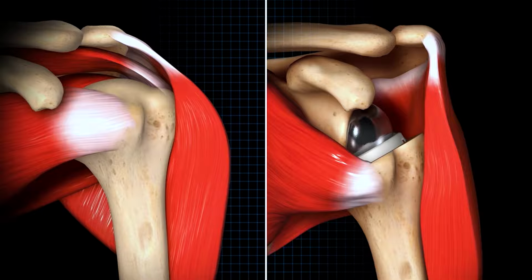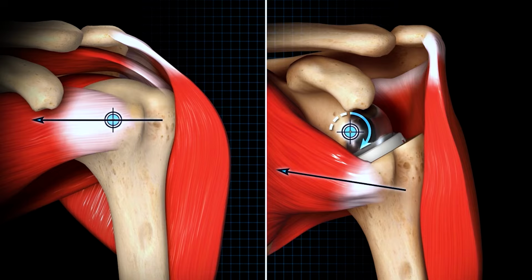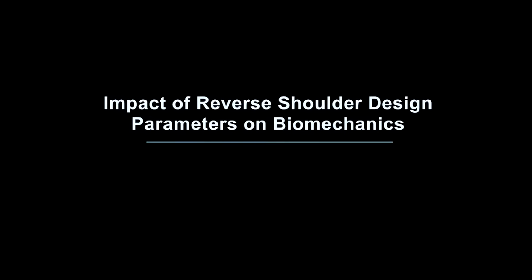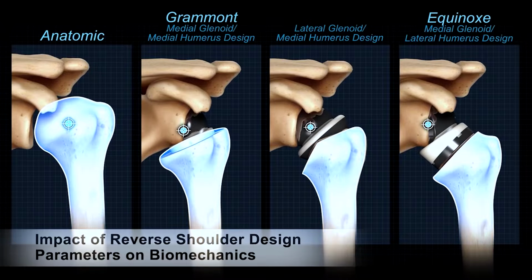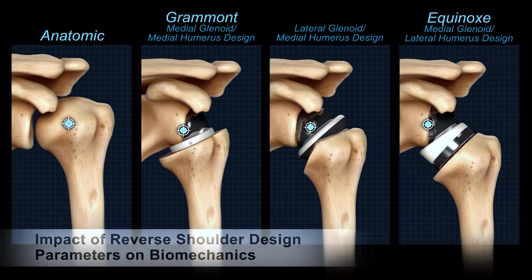Inferiorly shifting the humerus alters the subscapularis and infraspinatus line of action, increasing their adduction capability at low elevations, counteracting the work of the deltoid. Different prosthesis design parameters impact how the center of rotation and position of the humerus change relative to the anatomic shoulder.